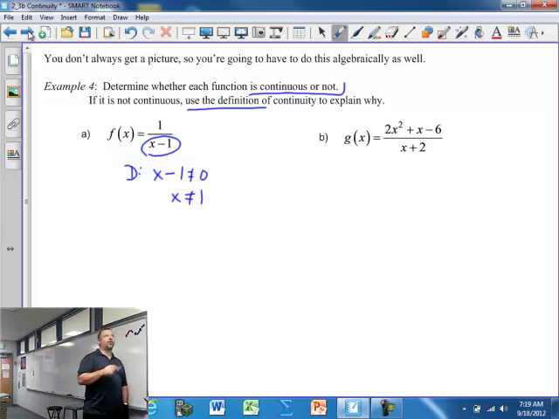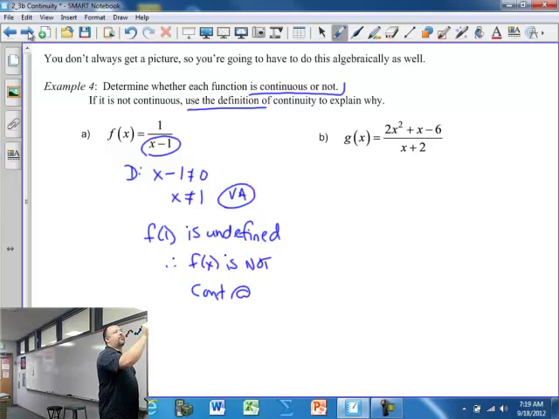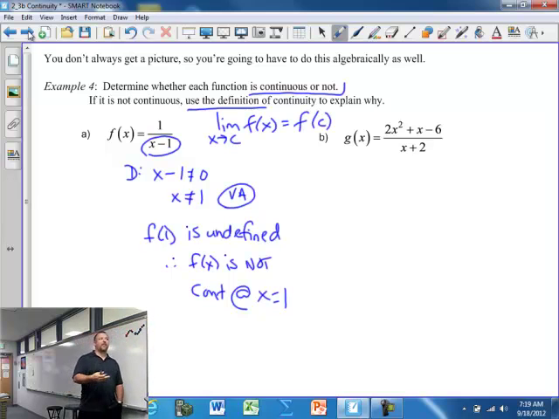So what does that mean for us? In order to show it's not continuous at x equals 1, there's going to be a vertical asymptote here. We have to use the definition of continuity. This fails for lots of reasons, but we could simply say that f of 1 is undefined. Therefore, f of x is not continuous at x equals 1, because the definition of continuity says that as you approach any number, the limit has to equal the function value.